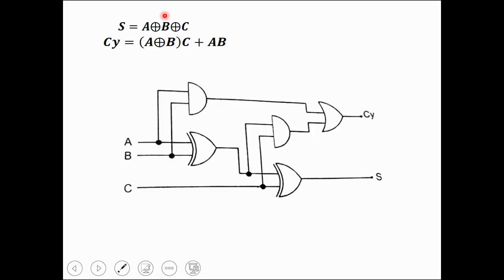For carry, the carry expression is A XOR B into C plus AB. From the first AND gate, we have taken the input as AB, so the output is AB. For the second AND gate, we have taken the input from A XOR B and C, so the output is A XOR B into C. These two terms are logically summed, so we are using an OR gate. So the final output carry is equal to A XOR B into C plus AB. So this is a full adder circuit which is used to add 3 bits.